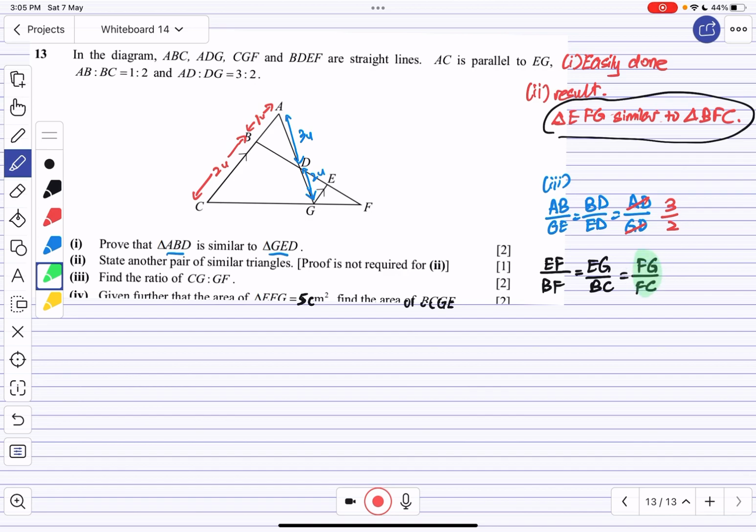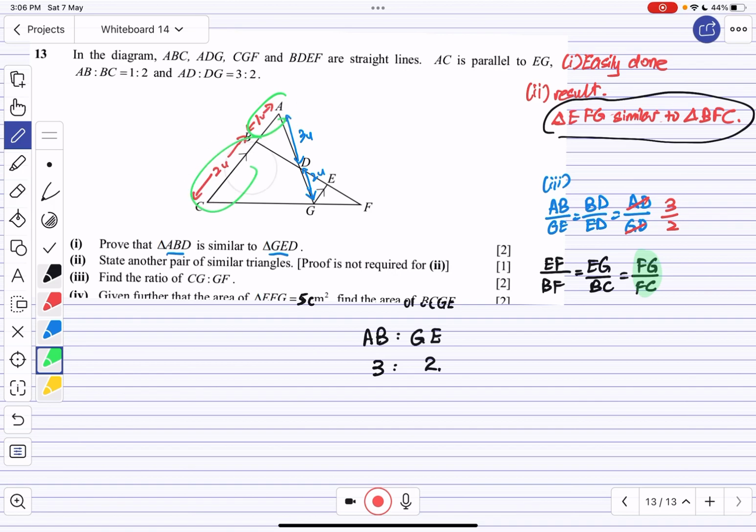Now, one of the things you note is if you consider from this part, if I look at AD over GD, it also should be in the same ratio of 3:2. It tells me that considering AB to GE, this is 3:2. At the same time, AB to BC is in a ratio of 1:2. So AB is to BC is in a ratio of 1:2.